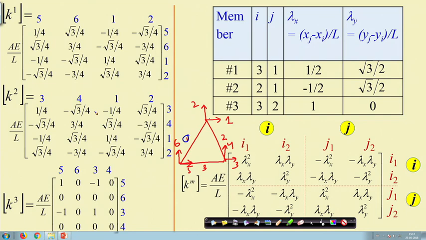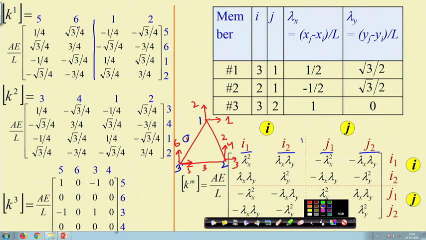Now, again recall for member number 1, this was node number 1, node number 2 and node number 3. So for this member, we have i is this and j is this. When we write this stiffness matrix, this block is for the ith node and this block is for the jth node, each with 2 degrees of freedom. Since i is 3 and j is 1 for member number 1, the corresponding degrees of freedom at this point are 5, 6 and at this joint are 1, 2. So the elements will be here 5, 6 and then 1, 2.